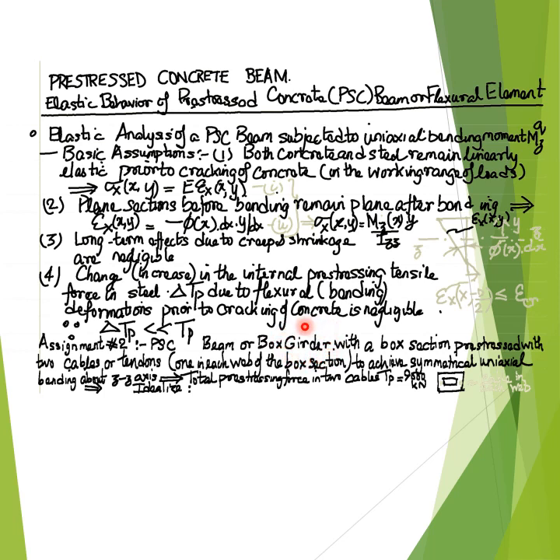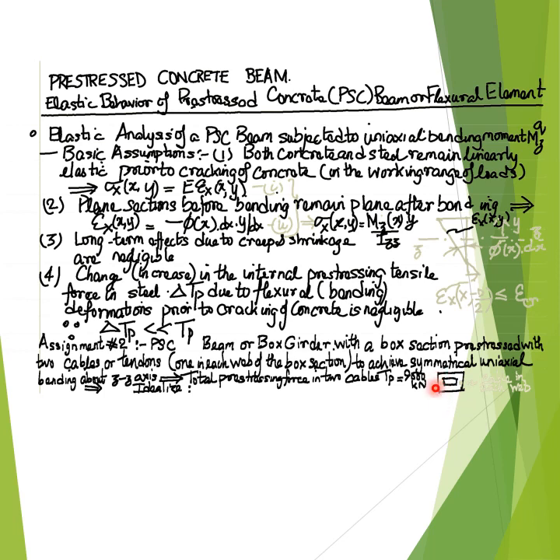that is, a girder or a beam with a box section that is presented in question number 1 of assignment number 2, which is pre-stressed with 2 cables or tendons as shown in this schematic figure for the box section of the pre-stressed concrete box girder considered in question number 1 of assignment number 2.